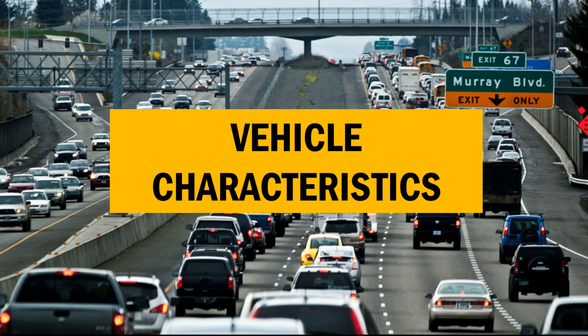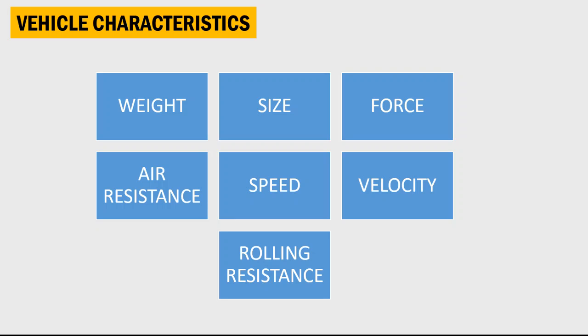Now let's talk about the vehicle characteristics. Roadways are designed based on the characteristics of vehicles. After all, the primary purpose of roads is for vehicles to move on. A vehicle's weight and size, along with dynamic characteristics such as the forces causing the motion, air resistance, speed, velocity, and rolling resistance are considered while designing a roadway. For example, an engineer must consider the weight of a vehicle while determining the pavement material and grade, as heavier vehicles increase wear and tear on pavement, requiring frequent attention and maintenance.